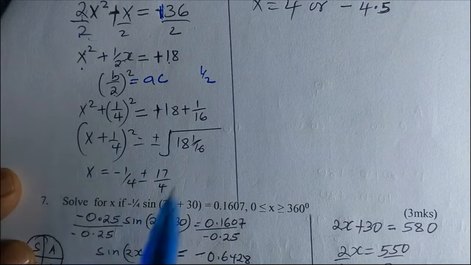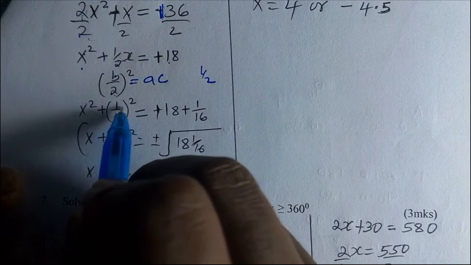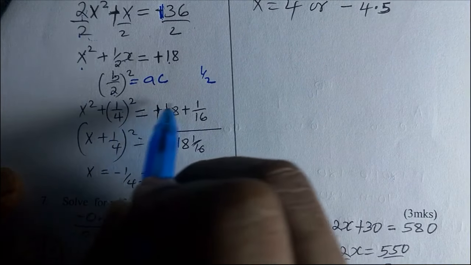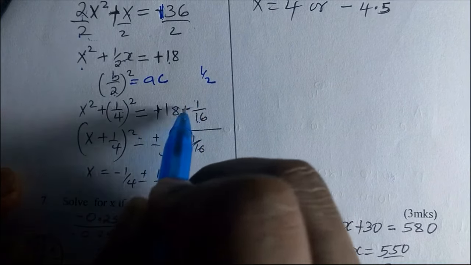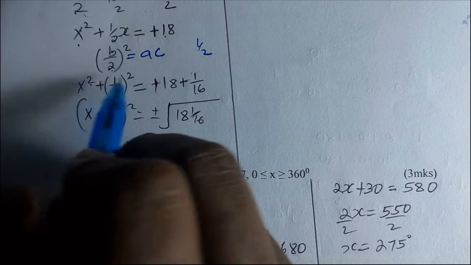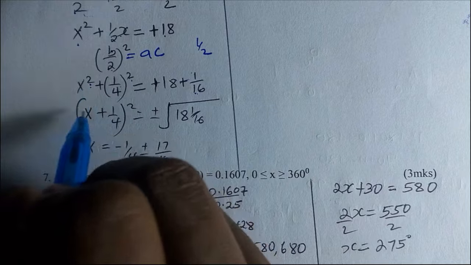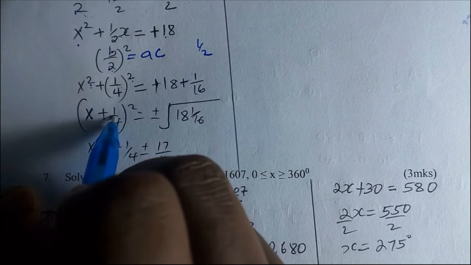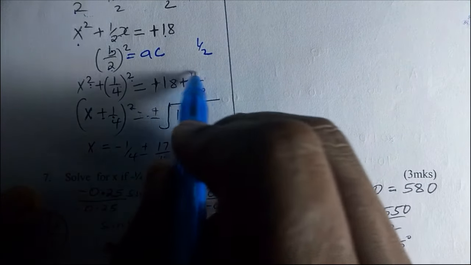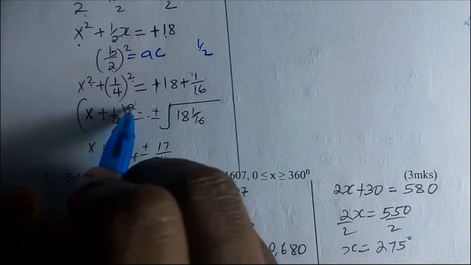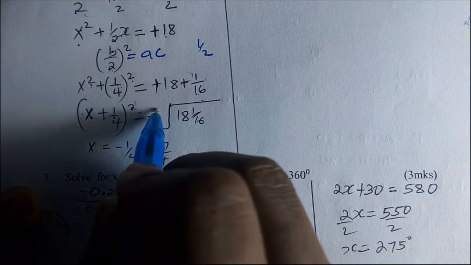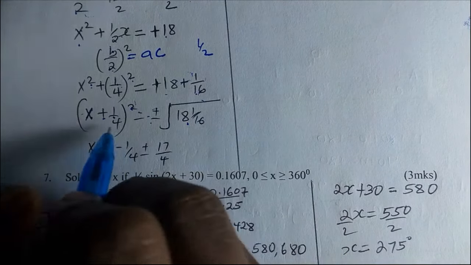So once you get this value here, you add this value to the right side. So 1 over 4 squared is 1 over 16. You add here. Then x plus 1 over 4, everything squared, is equal to this. Now to remove this square here, you square root both sides. When you square root, you get plus or minus the square root of the total. And the value of x is this.